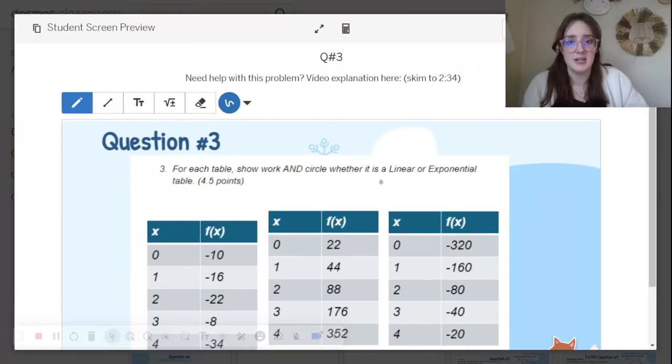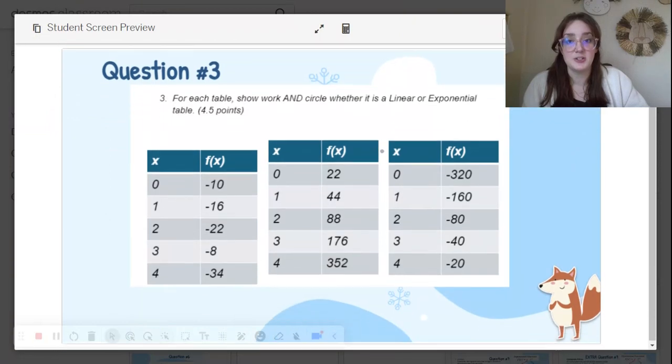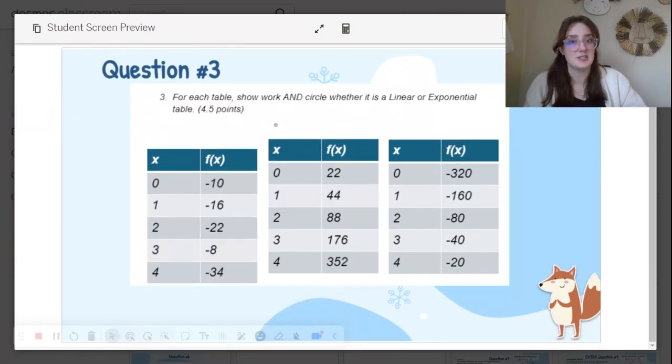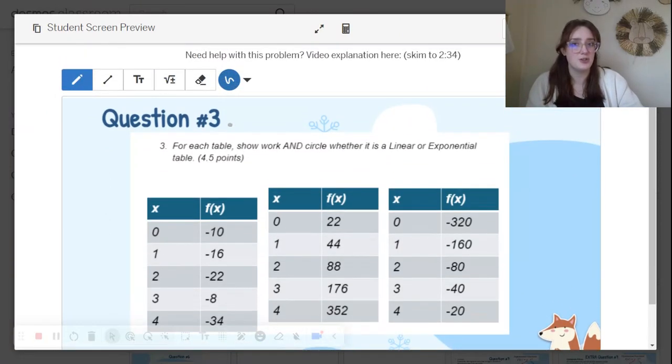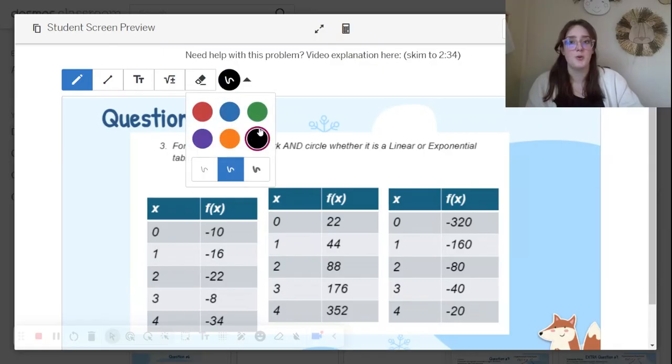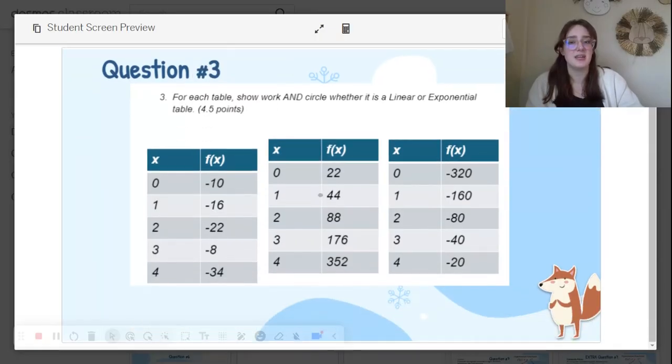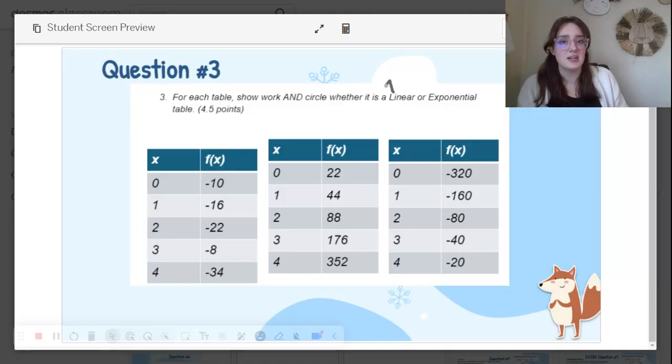Question number 3, okay. So here we're determining, is it linear or exponential? And we want to show work. We want to know what the pattern is. How are we finding the pattern, going to these numbers to determine if it's linear or exponential? So kind of reminding ourselves, linear, that's our arithmetic sequence. This is where we have that common difference.